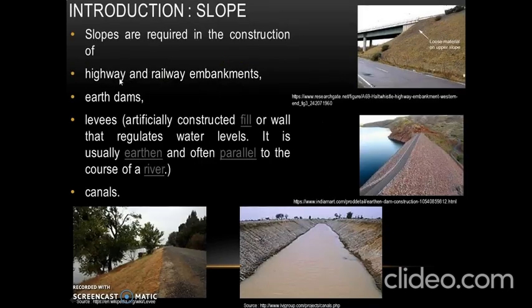Slopes are required in construction of highway and railway embankments, which we can see here in this figure. This is the slope which is being provided for maybe highway or railway. Second is for earth dams. Even for earth dams, the slopes are provided. Next is for levees, that means the artificially constructed fill or wall that regulates water level in the river, and it is usually of soil and runs parallel to the course of a river. And even the slopes are provided for canals.